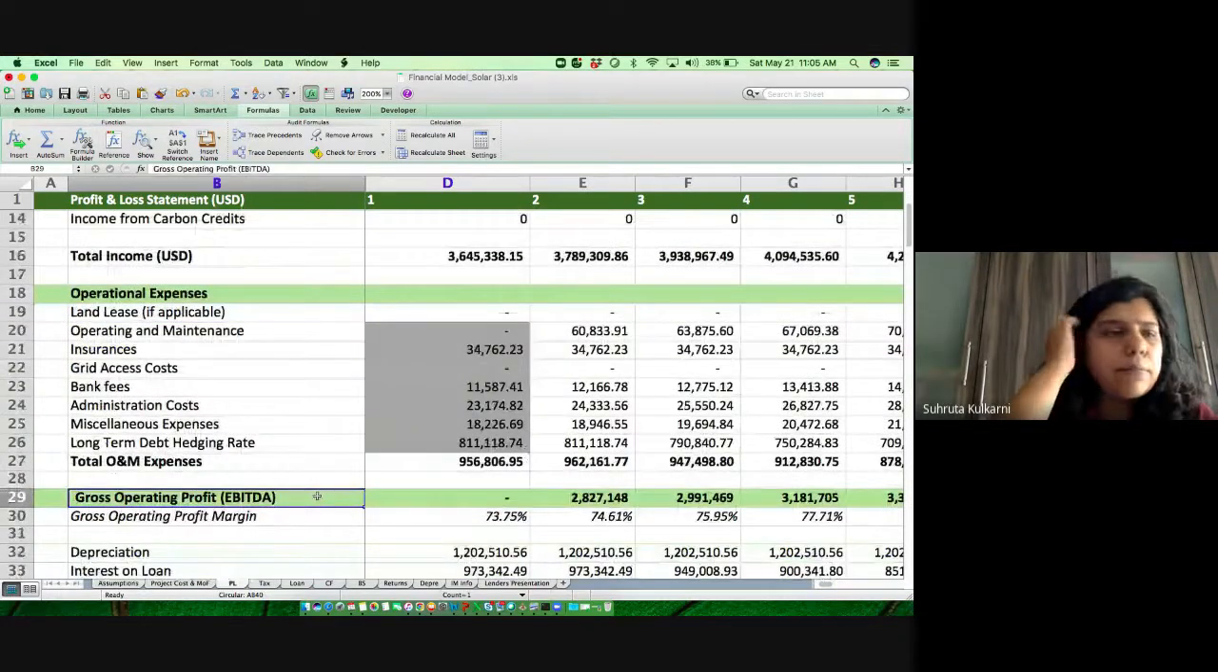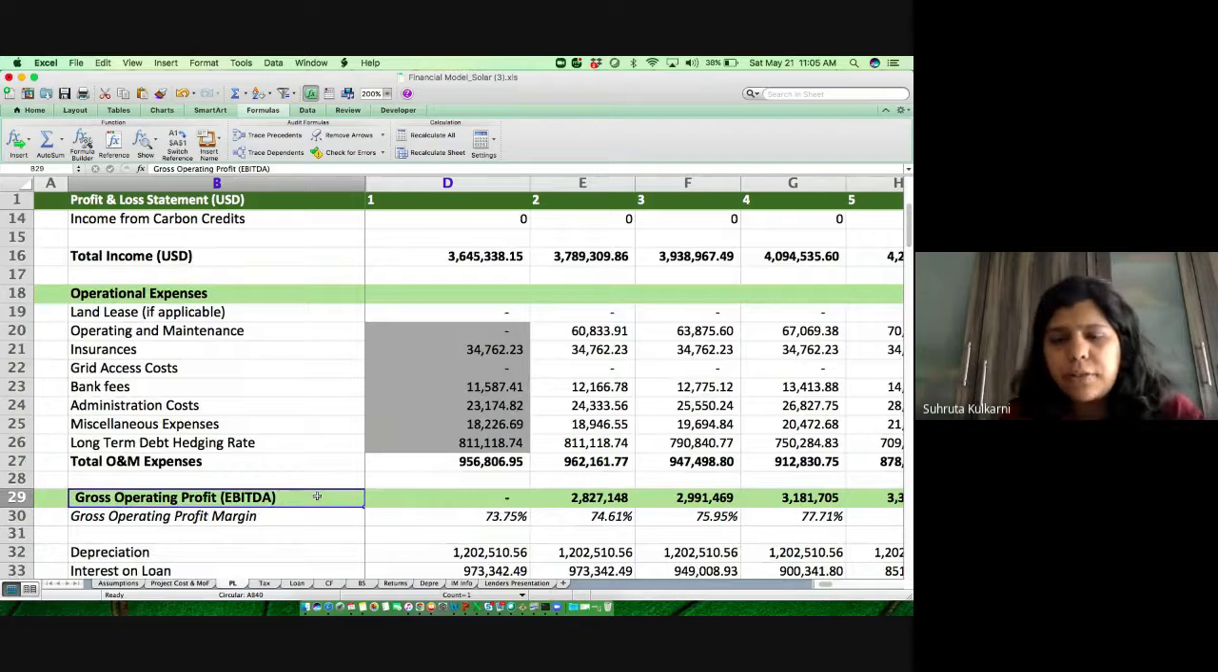Also, do one more thing. Go through the other material that we have, the first workshop that we did. So, what is EBITDA? I mean, that's the first question.